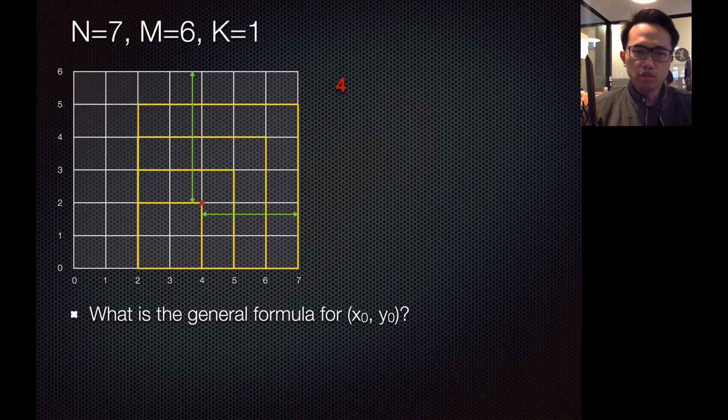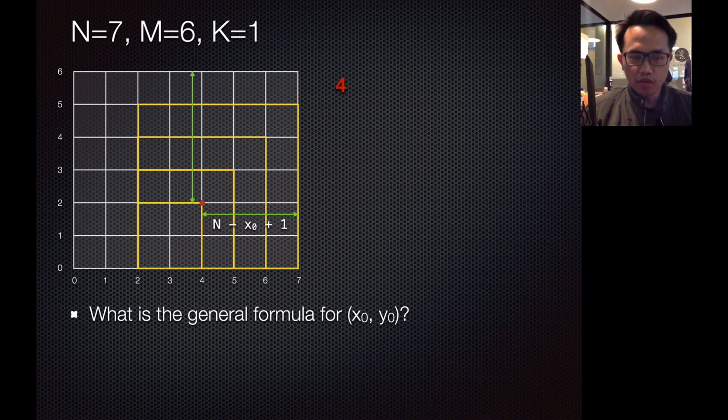So what about the general solution? Let's start from scratch again. So in this case, we can draw 4 squares, right? Let's look at the horizontal direction. We go from the vertical line from the red dot, and we can draw 4 vertical lines to the right. And then we look at the horizontal line. So in that case, this is n minus x naught plus 1.